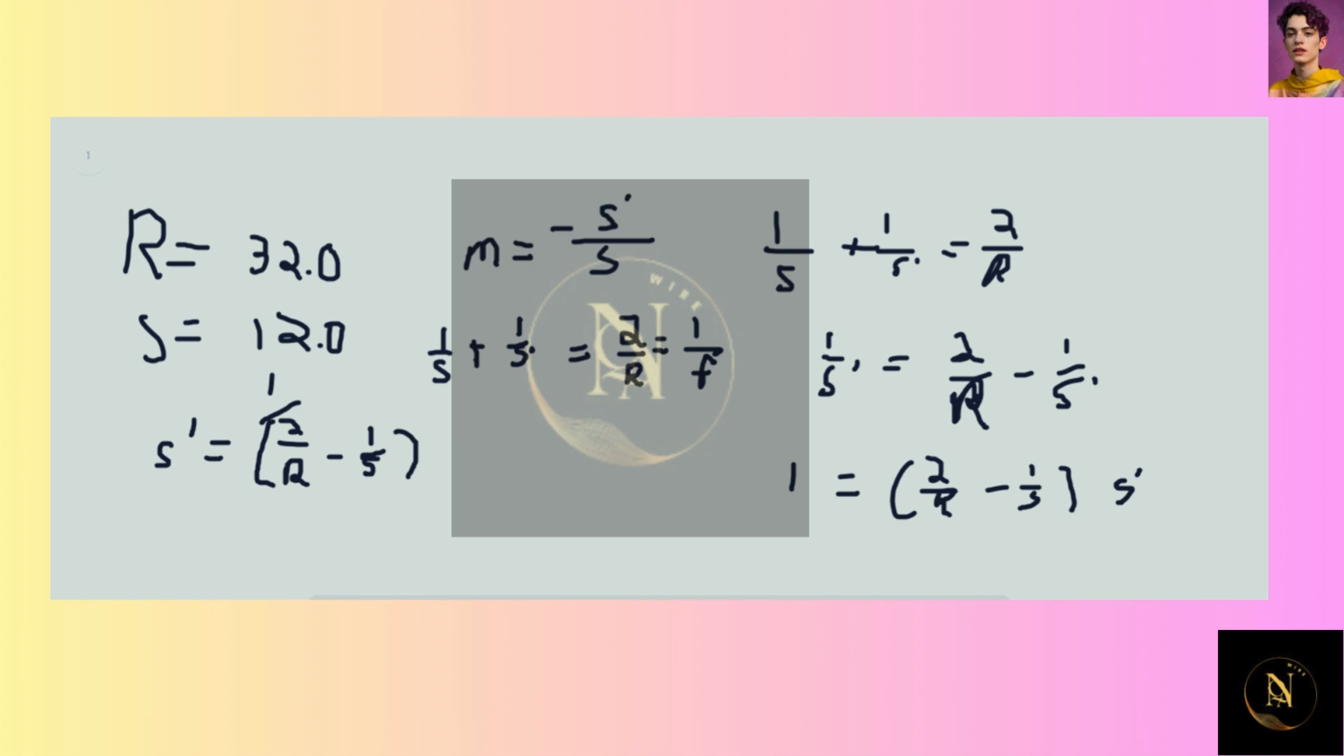Now we can then solve that for s prime by moving the quantity 2 over r minus 1 over s to the other side, and that's where we get s prime is equal to 1 over the quantity 2 over r minus 1 over s. Now we can plug that into our m equation. So m equals, now I'll go ahead and plug my numbers in too.